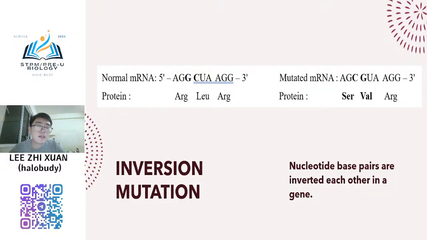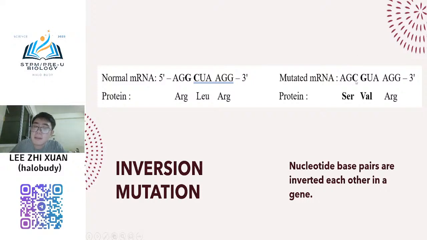And another, this is the last one, inversion mutation. So inversion meaning that the nucleotide bases are inverted to each other. So if you see that, sepatutnya ACG-CUA. But if you see here, it changed to AGC-GUA. This C and G are inverted already. Dia sudah buat reverse.